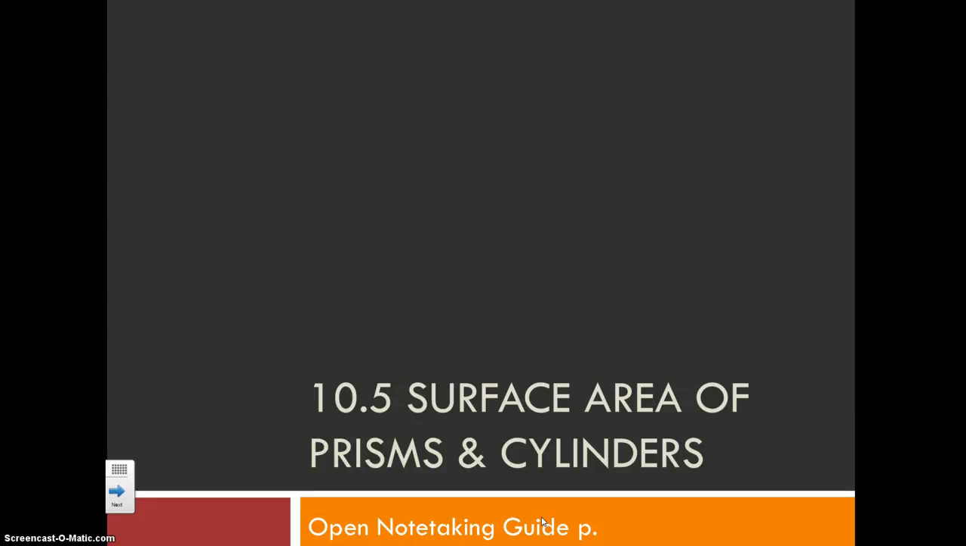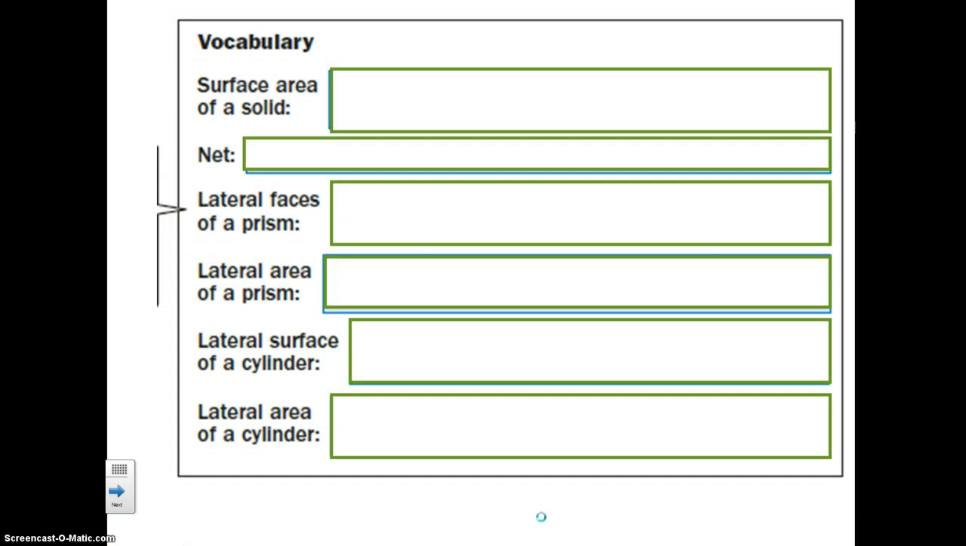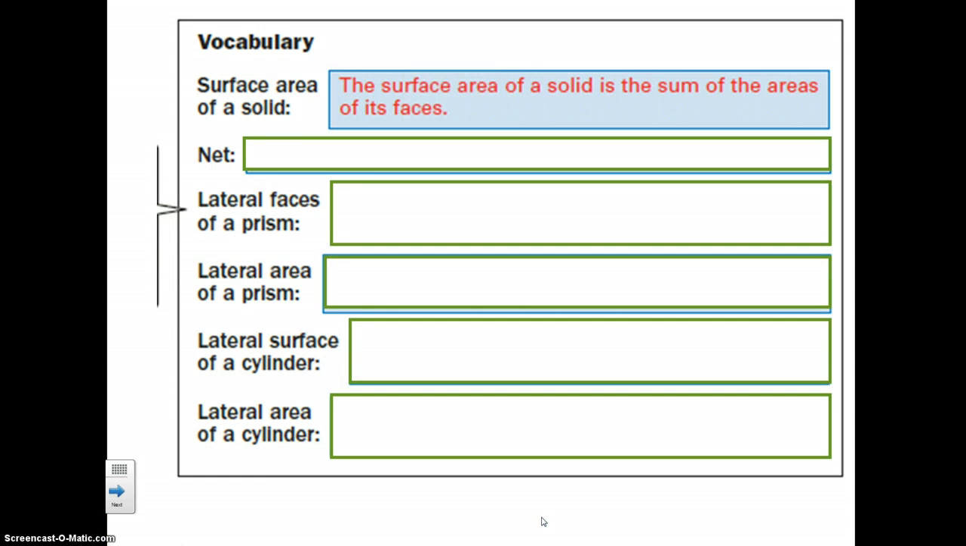Lesson 10.5, Surface Area of Prisms and Cylinders. Surface area of a solid is the sum of the areas of its faces. Again, just start where it says the sum of.